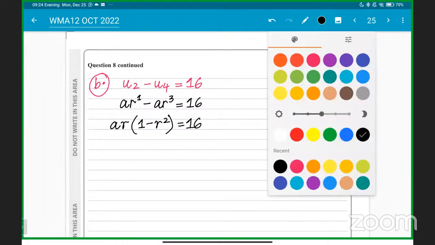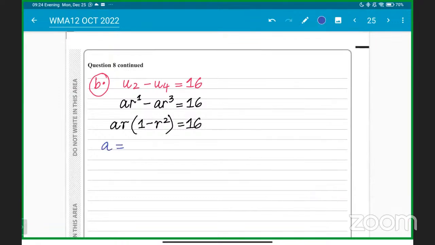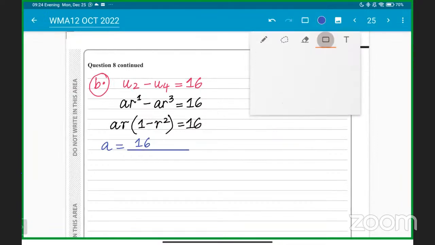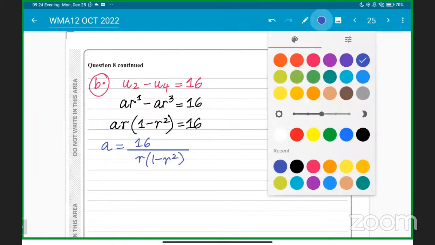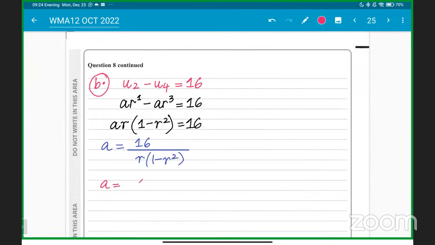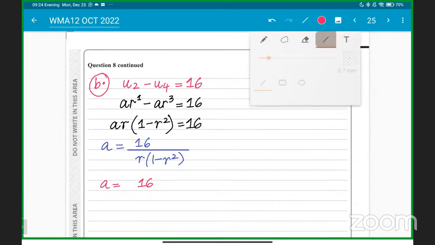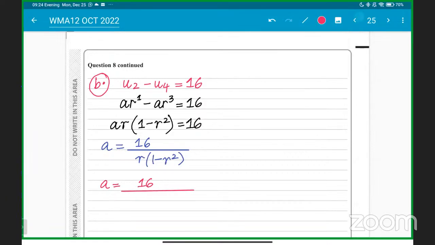And then just substitute the value of R because you already have it. As I always say, if you are not able to prove, not a problem. Just move forward and try to at least solve the remaining part of the question. So A is equals to 16 divided by R times of 1 minus R square. I'm going to plug in the value of R now. The value of R will be 2 over 3. So 2 over 3, I'm going to plug in, students, and 1 minus 2 over 3 whole square.